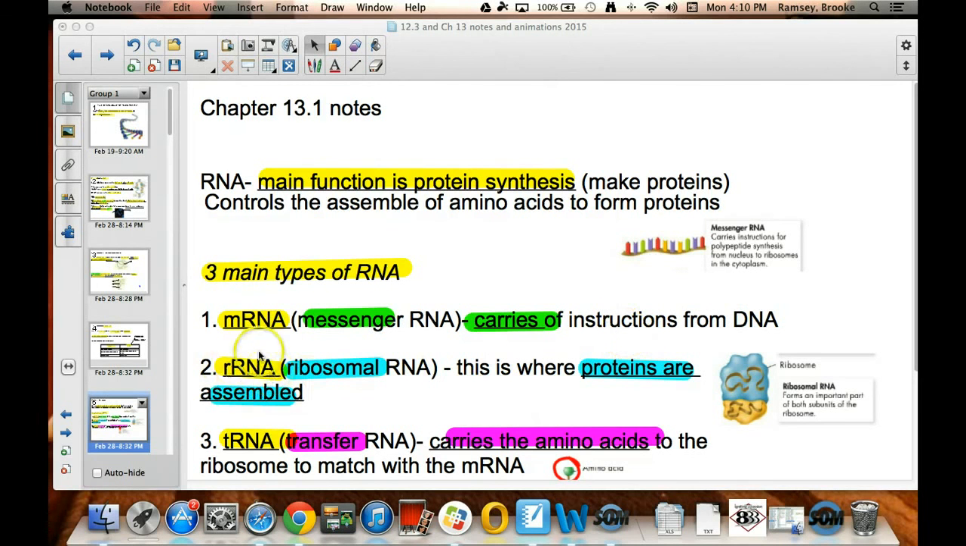The next type is called rRNA, short for ribosomal RNA, and this is where the proteins are assembled. And then we have tRNA, or transfer RNA, and transfer RNA carries the amino acids to the ribosome to match with the mRNA strand. So 3 different types of RNA with 3 different roles that they play in this whole process of protein synthesis.